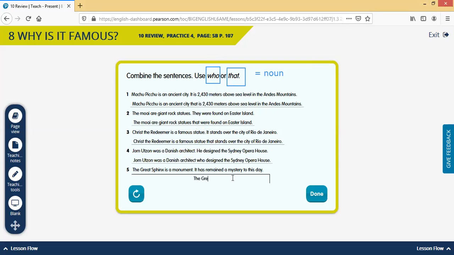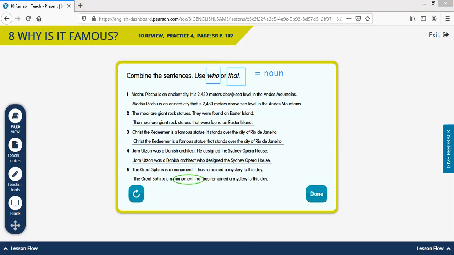The Great Sphinx is a monument. It's a monument that has remained a mystery to this day. That is the last sentence. Okay, the same explanation applies here. We are talking about monument and that representing the same thing. When something represents the same thing like this in two separate sentences, you can make the connection with a relative pronoun, and then you have a relative clause.